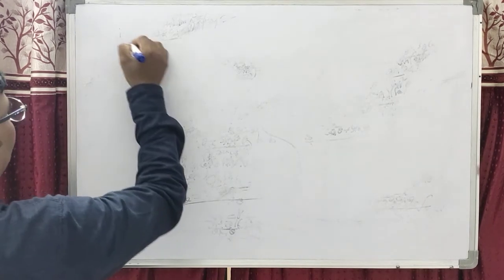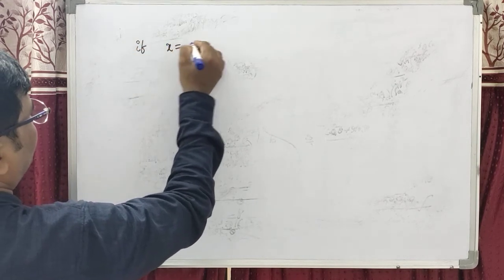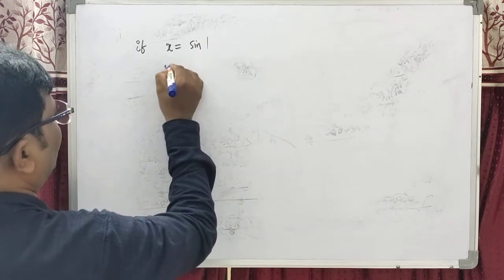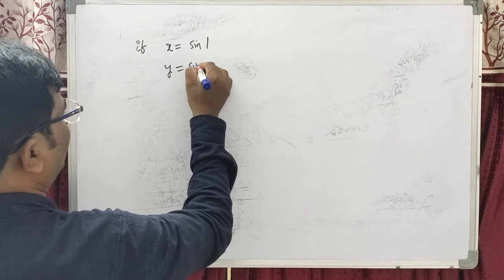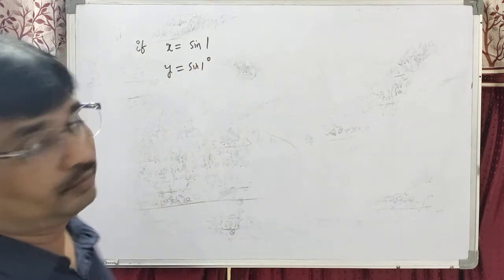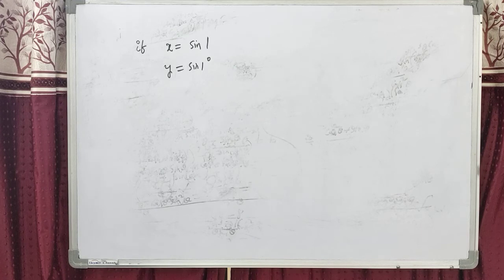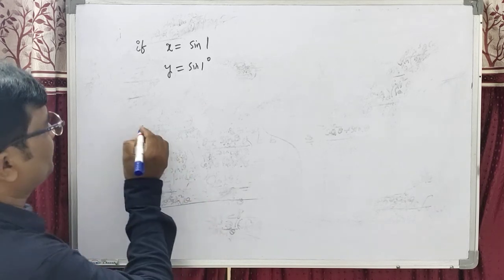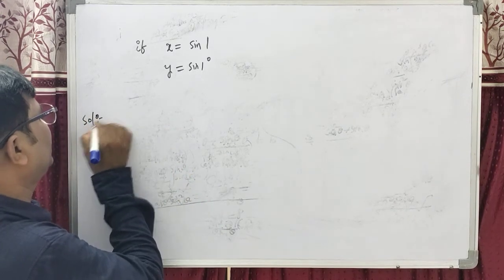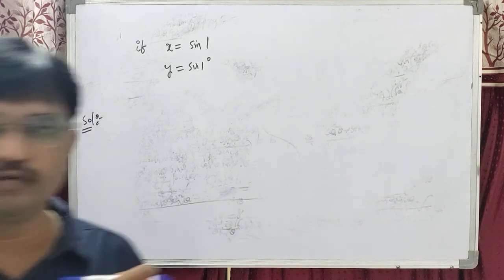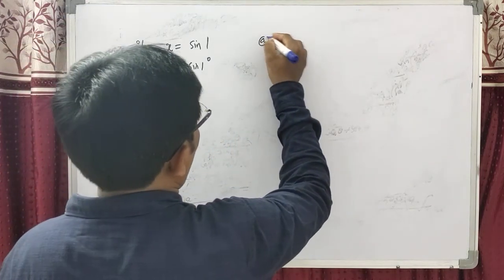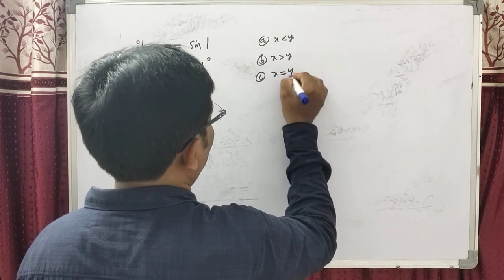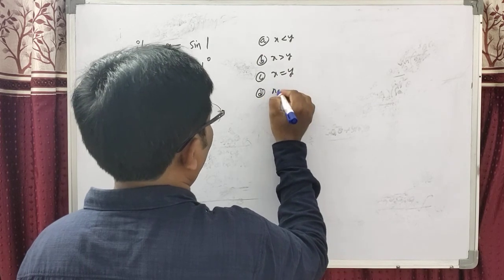Dear students, if x equals sine 1 and y is sine 1 degree. Here what you can observe, students, x is sine 1 radian and y is sine 1 degree. So options are given: what are the options, students? The first option is x less than y, the second option is x greater than y, the third option is x equal to y, the fourth one is none of these.